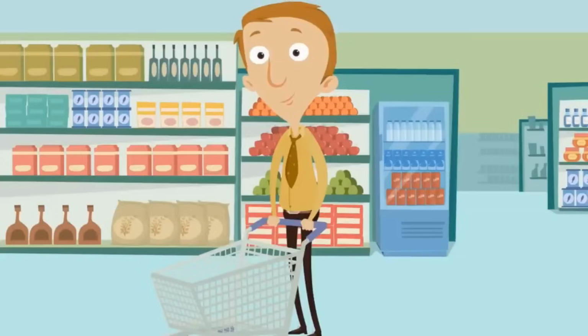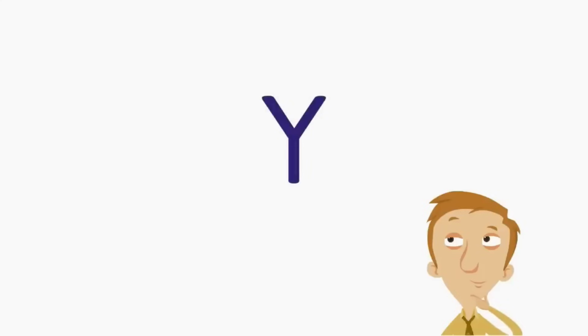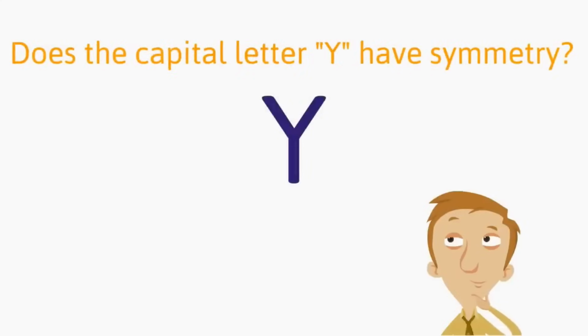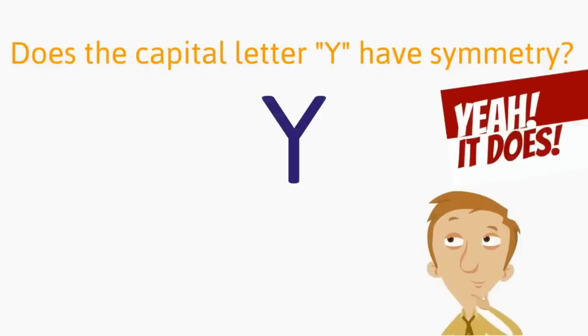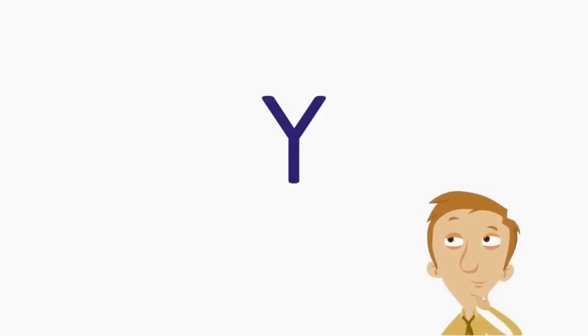That's pretty cool. I like symmetry. Hey, next, how about we look at the capital letter Y? Does the capital letter Y have symmetry? What do you think? Yeah, it does. The capital letter Y has one vertical line of symmetry. You can see it right here. We know it's a line of symmetry because we look at both sides to see if they match. Do they match?